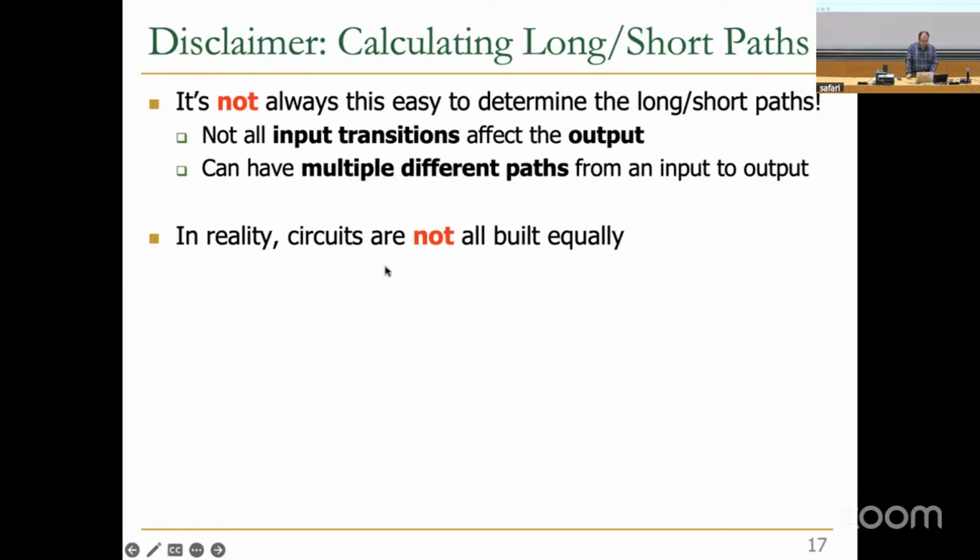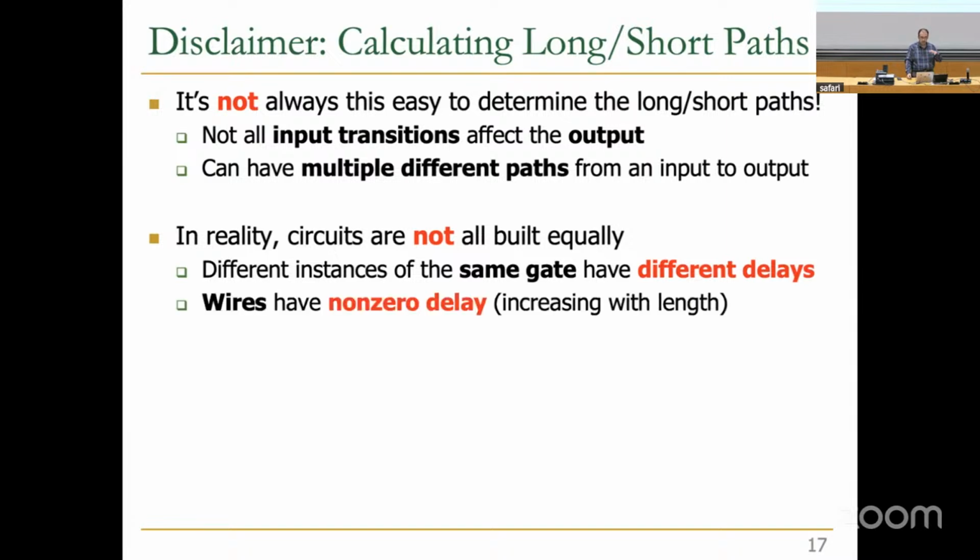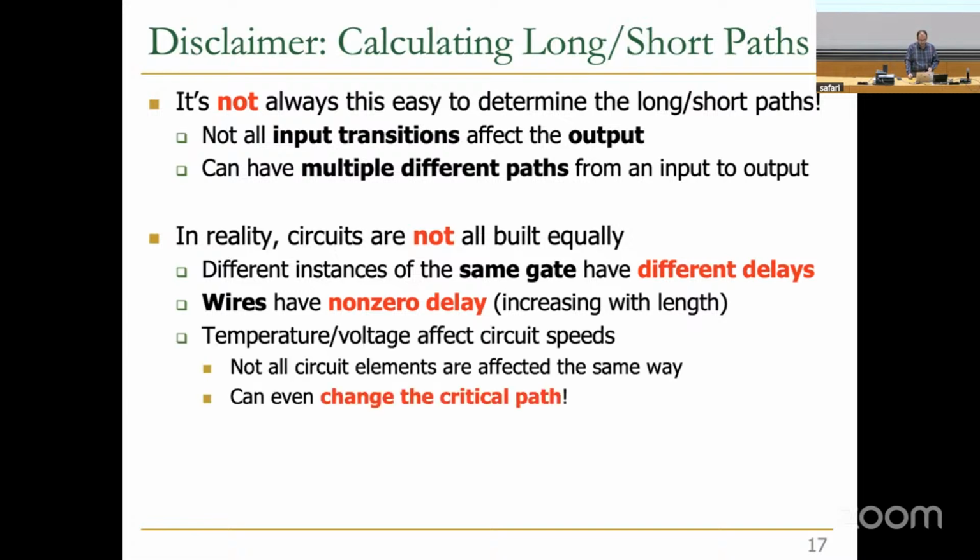In reality, circuits are also not all built equally. So different instances of the same gate have different delays. Here I showed you real ICs with some delays. But in that series, we also have different versions of that IC. Even for a NAND gate, they have different delays, essentially. And wires also have non-zero delay, because wires can be modeled by capacitors and also resistors, and the delay can increase with the length. And temperature and voltage also affect circuit speeds.